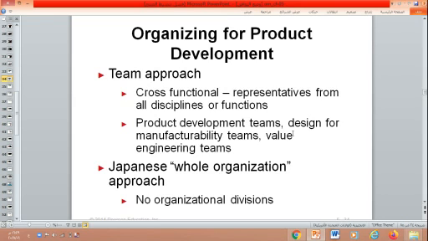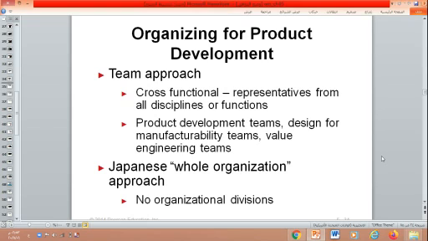Okay, the fourth approach of product development اللي هي the Japanese way, or what we call a whole organization. In this approach, there is no subdivision of the organization into departments such as the traditional way. So there are no organizational divisions within the organization. All of the activities are in one organization. So it means that the whole organization is involved in product development.